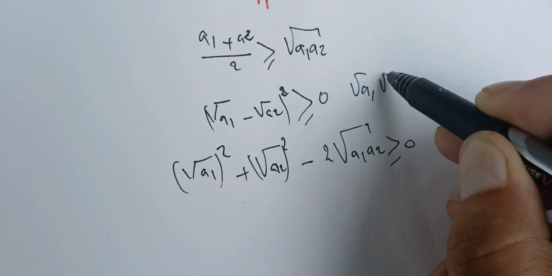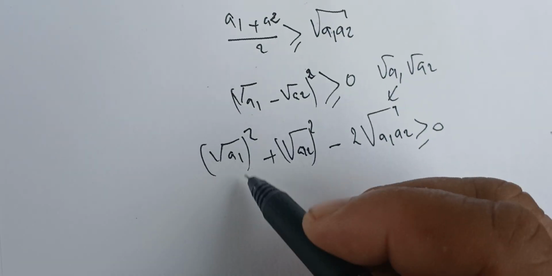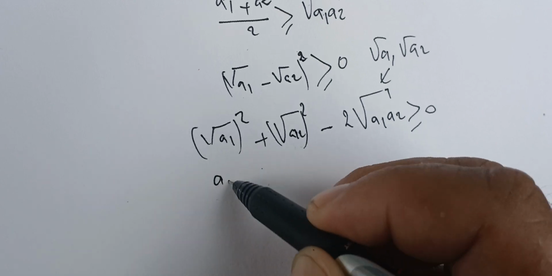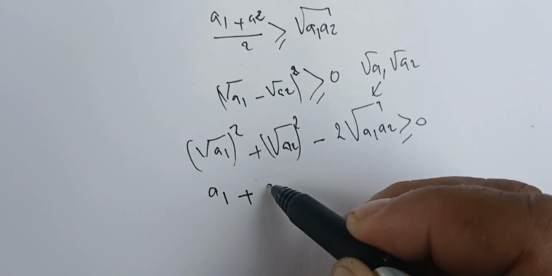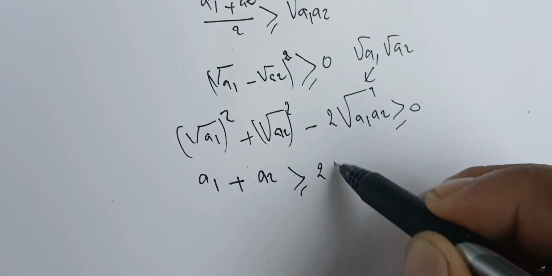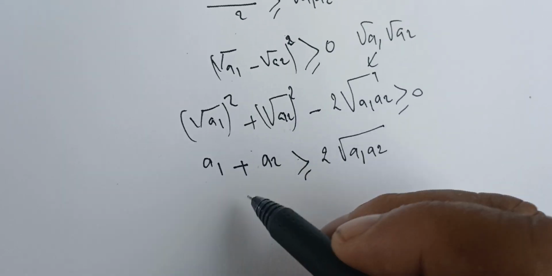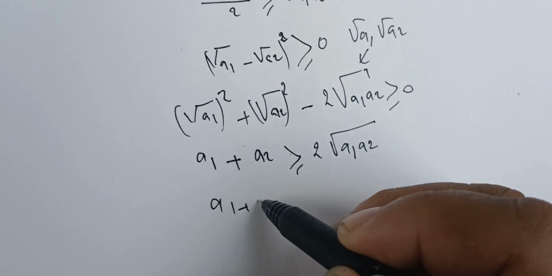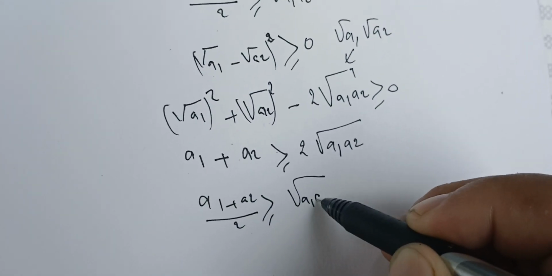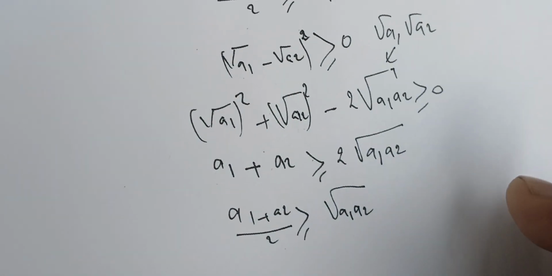Now we simplify this expression. We know that this one is just the absolute value of A1, but since A1 is positive, we have A1 here, and the same, we have A2 here. If we take this one to the side, we have 2 square root of A1 A2. If we divide by 2, we get (A1 plus A2) over 2 is bigger than the square root of A1 times A2. So this is the case for n equals 2.